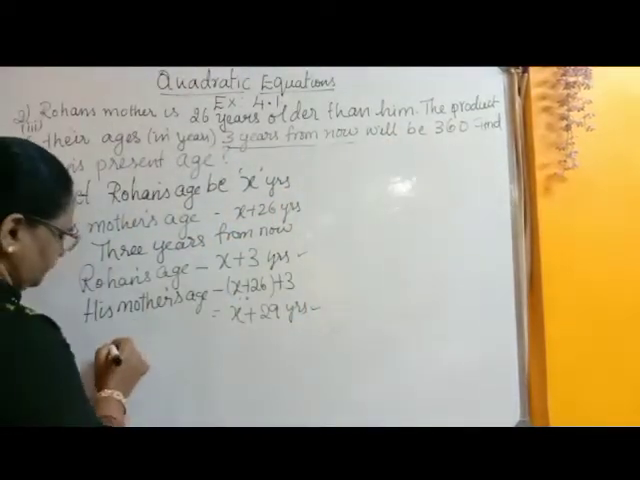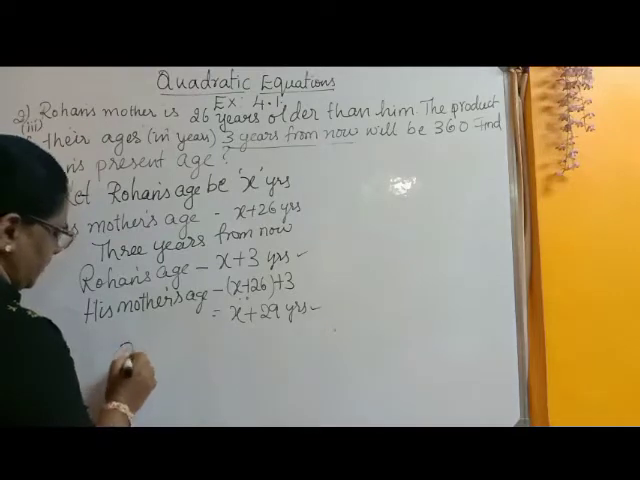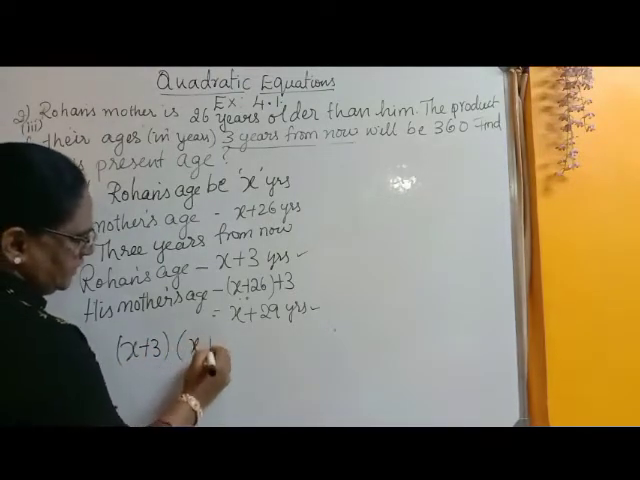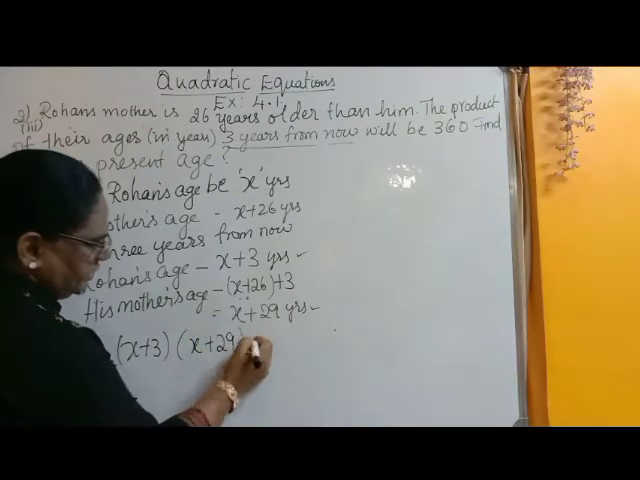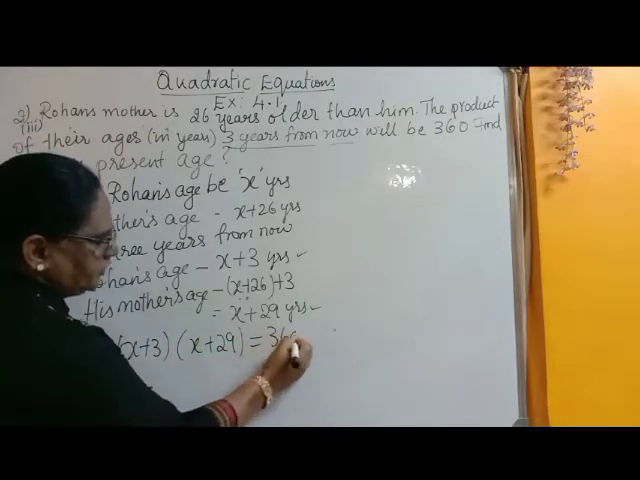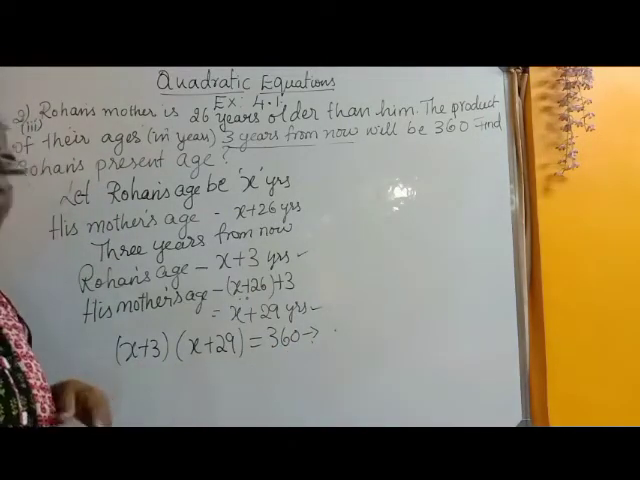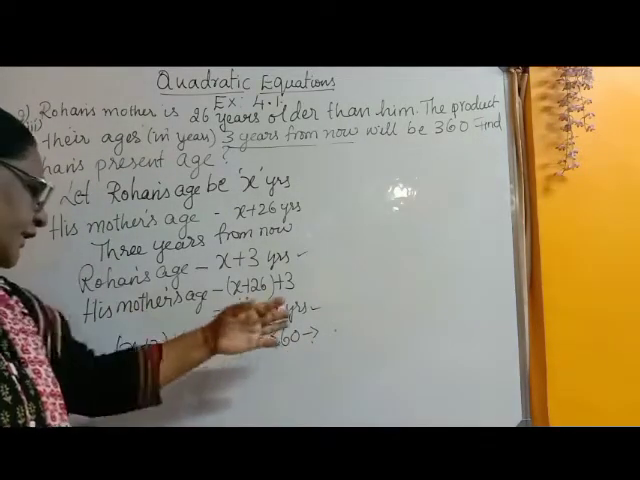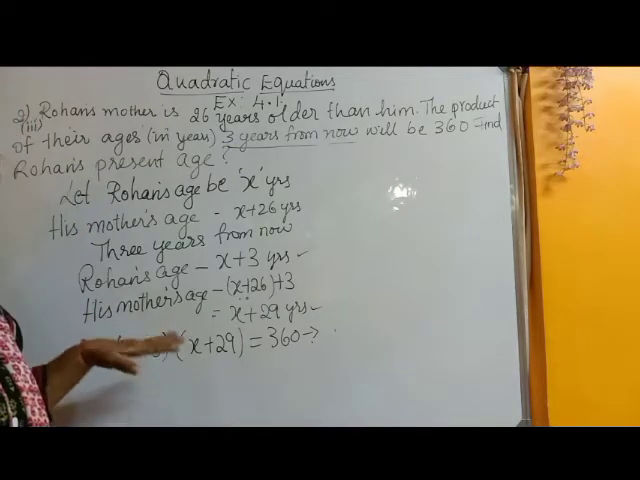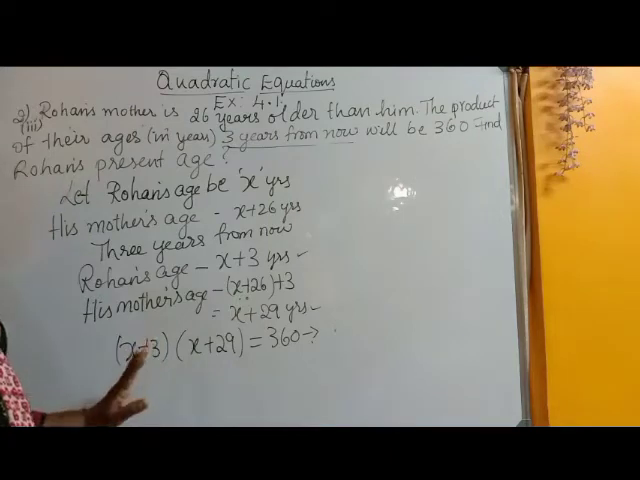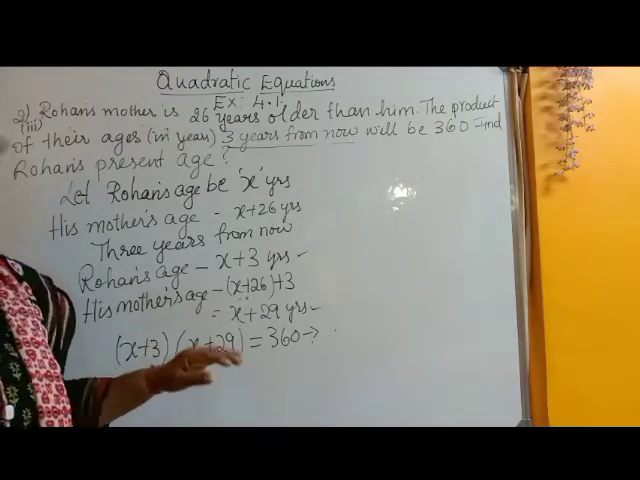So what is Rohan's age? x plus 3. Mother's age x plus 29. (x plus 3)(x plus 29) is equal to 360. This is like an equation. First you have to bring this into the form of a quadratic equation, and then find the value of x.